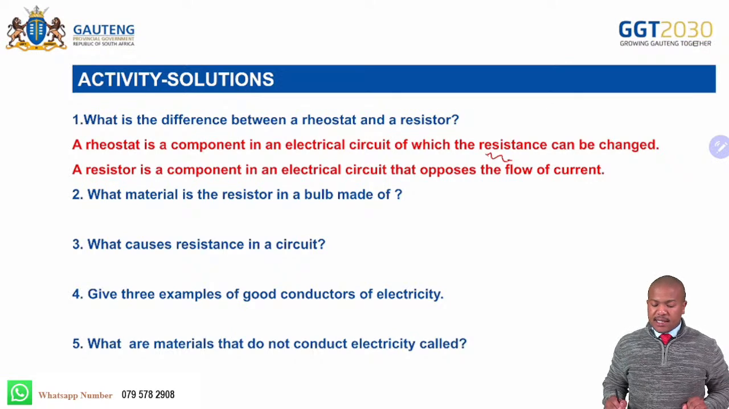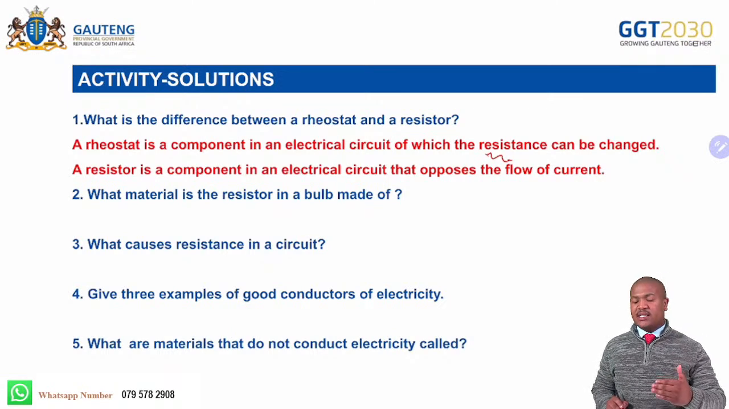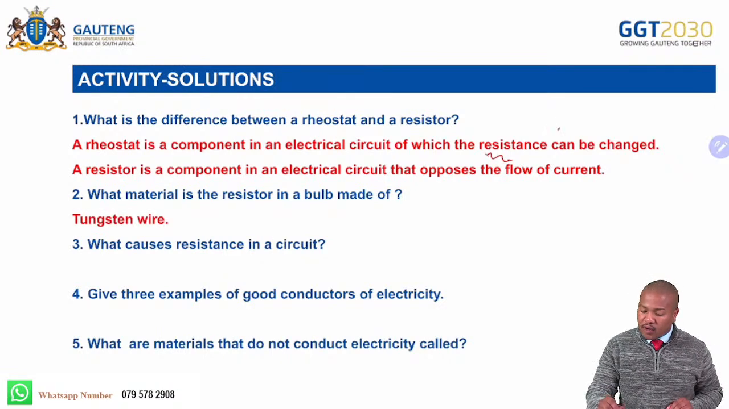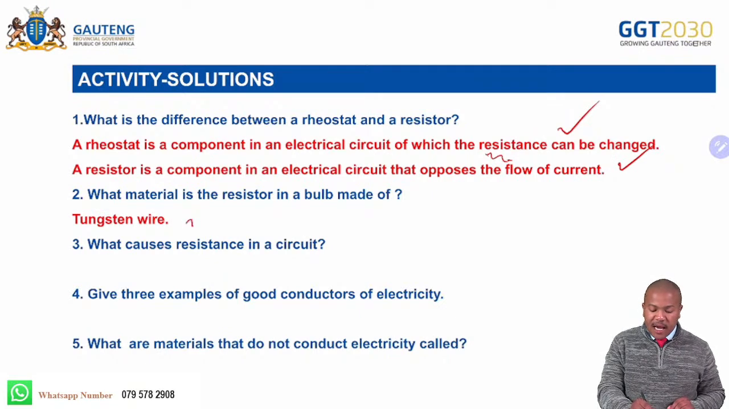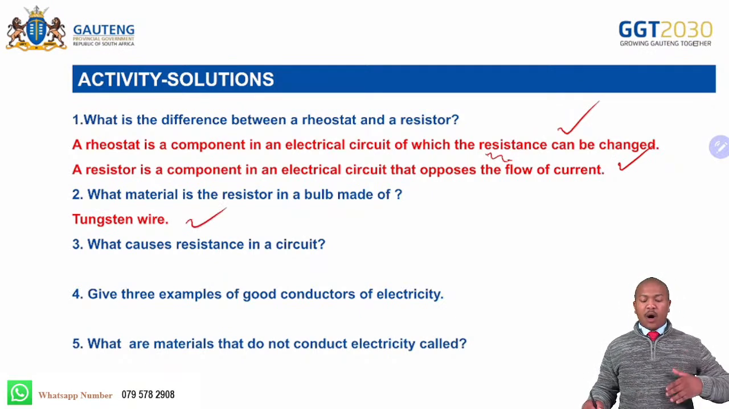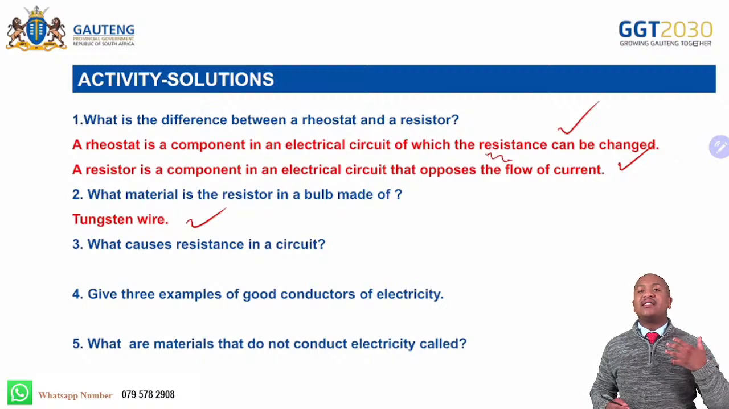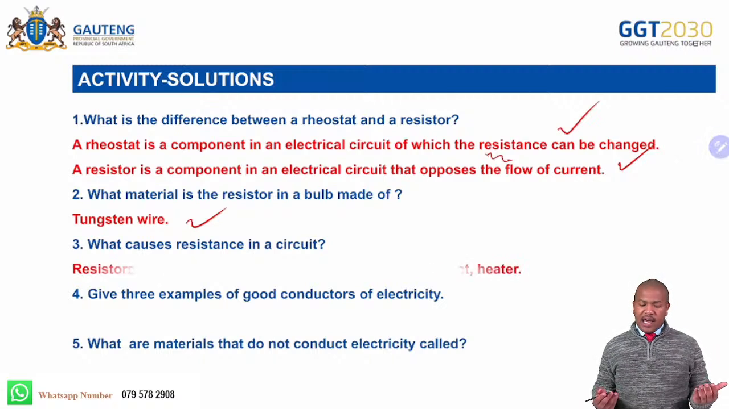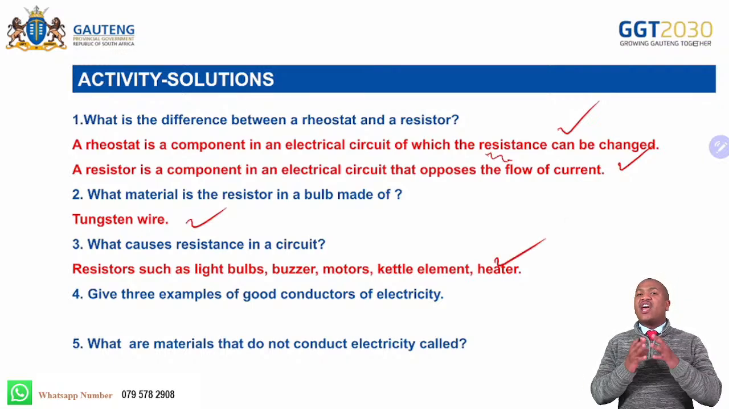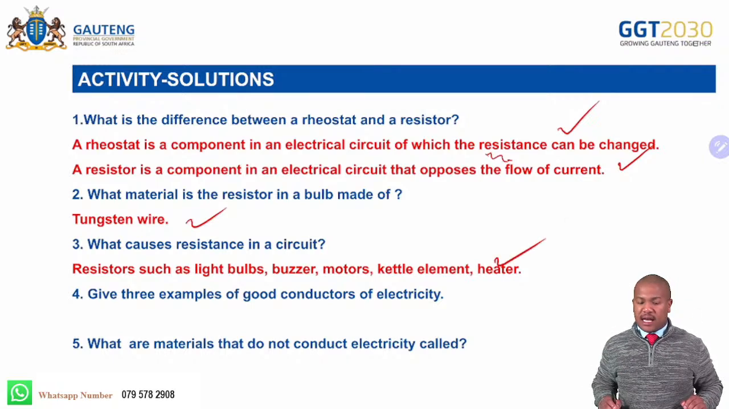Number two, what material is the resistor in a bulb made up of? It is made up of tungsten wire, right? Don't forget to mark your work. It is made up of tungsten wire. Number three, what causes resistance in a circuit, right? It is the resistors such as light bulbs, buzzers, motors, kettle elements, heaters, and so on, right? All the forms of resistors.